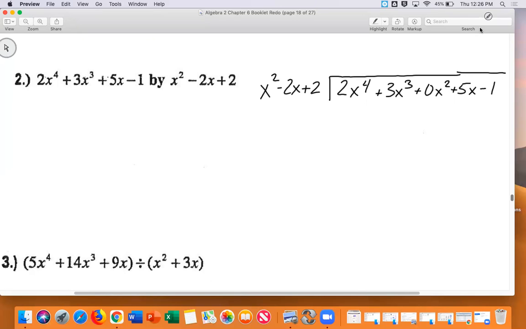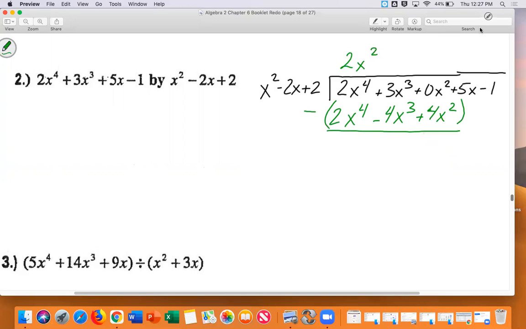All right, Chris, what would I multiply x squared by to get 2x to the 4th? 2x to the 2nd. Very good. That's all I'm worried about is matching up that first term. So to get the 2, you would multiply by the 2. To get x to the 4th, you multiply by x squared. So that gives me 2x to the 4th minus 4x cubed plus 4x squared.